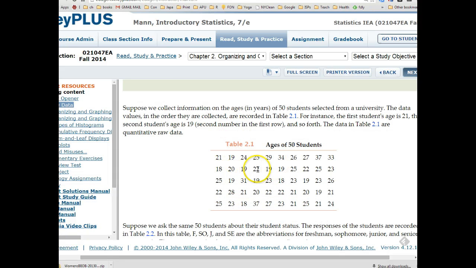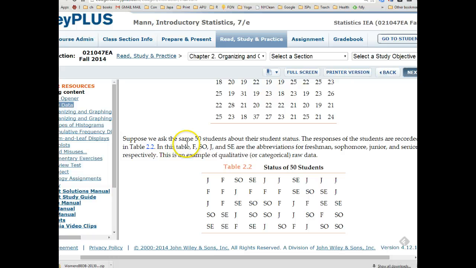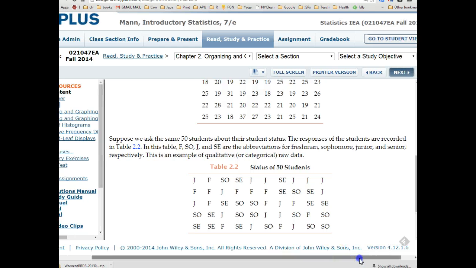So here's some raw data, right? The ages of 50 students. Okay, that's raw data. Suppose we ask the same 50 students about their student status. The responses of the students are recorded here. Now we're talking about freshman, sophomore, junior, and senior. Okay, so now we get this data.